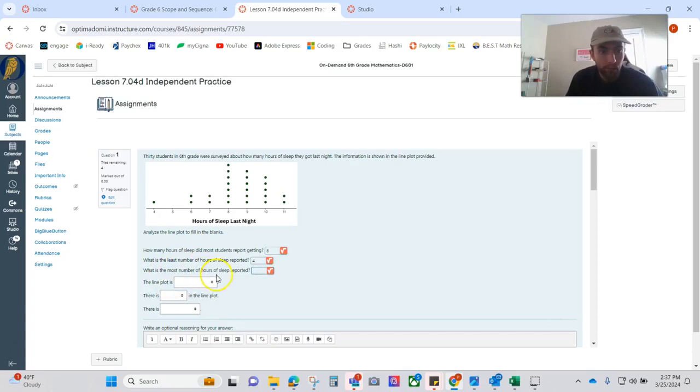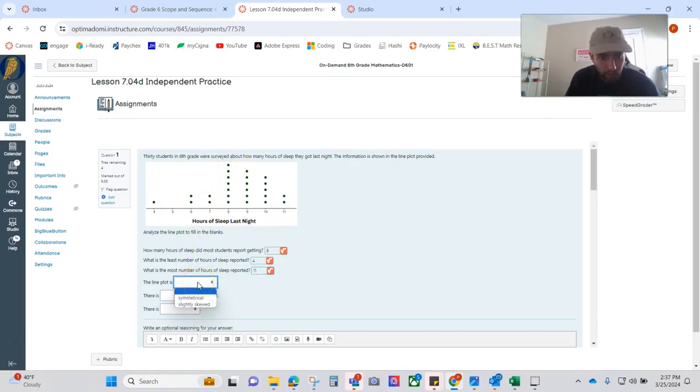What is the most number of hours of sleep reported? Oh, so like the opposite. Who is the most well-rested person? Here, it's both of them with their 11 hours of sleep. The most number of hours, 11. That's the most number of hours. Up and down, that is amount of people. Left to right, that is number of hours.